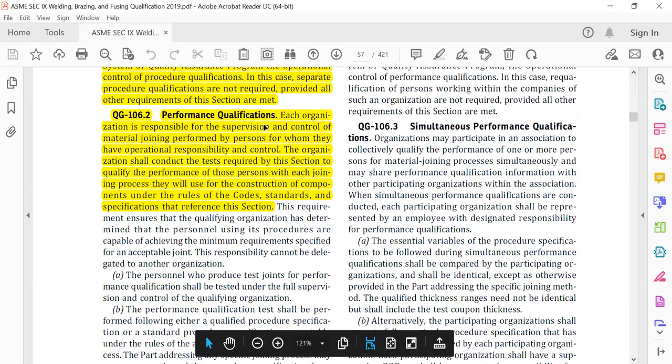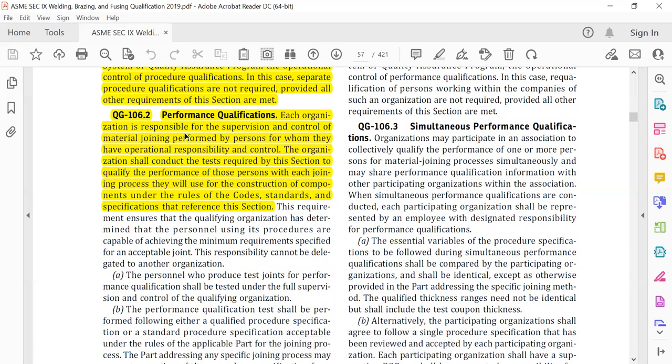Performance qualification. Each organization is responsible for the supervision and control of material joining performed by persons for whom they have operational responsibility and control. The organization shall conduct the test required by the section to qualify the performance of those persons with each joining process they will use for the construction of the component under the rules of the code, standard, and specification that reference this section.